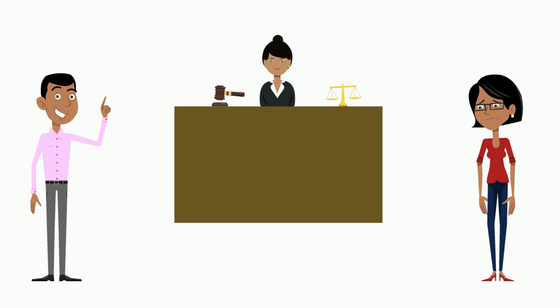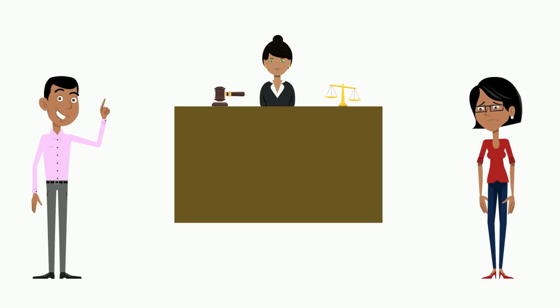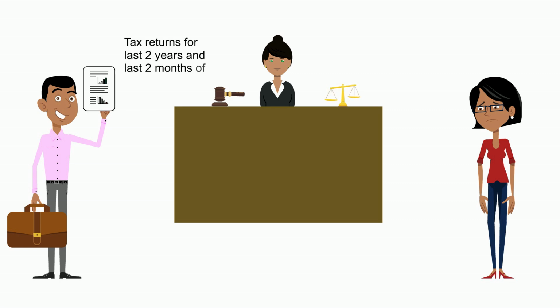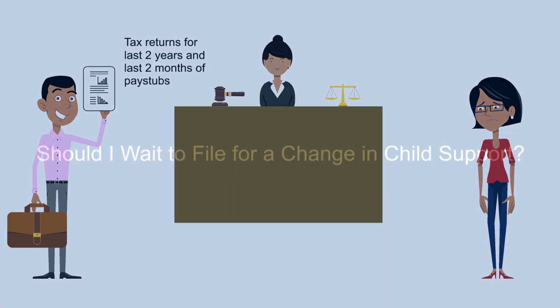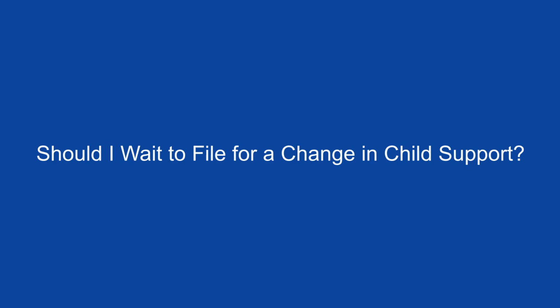Attend your hearing. Be sure to attend your hearing and be prepared to explain the change in circumstance that occurred in your case. You should also be prepared to present any documentation that helps support your request. In addition, be sure to take a copy of your tax returns for the last 2 years and last 2 months of pay stubs.